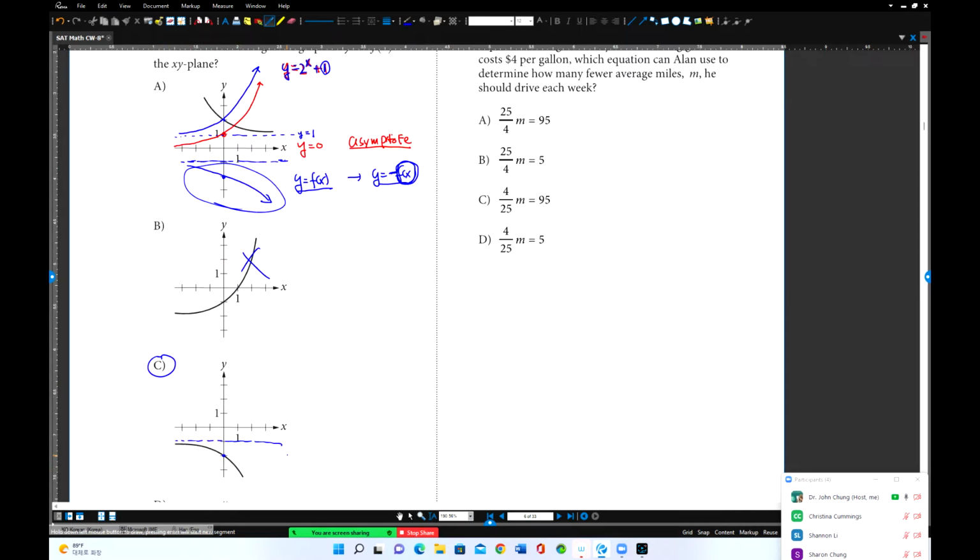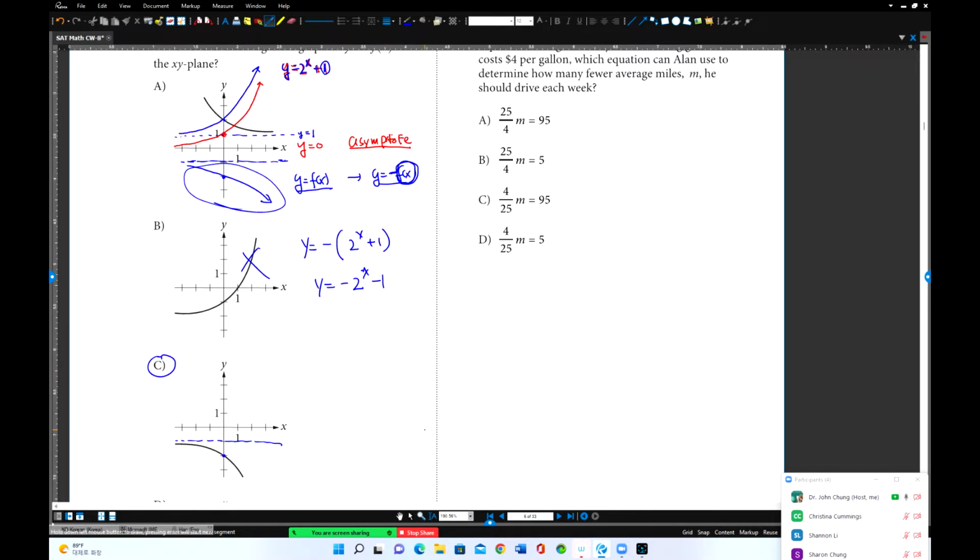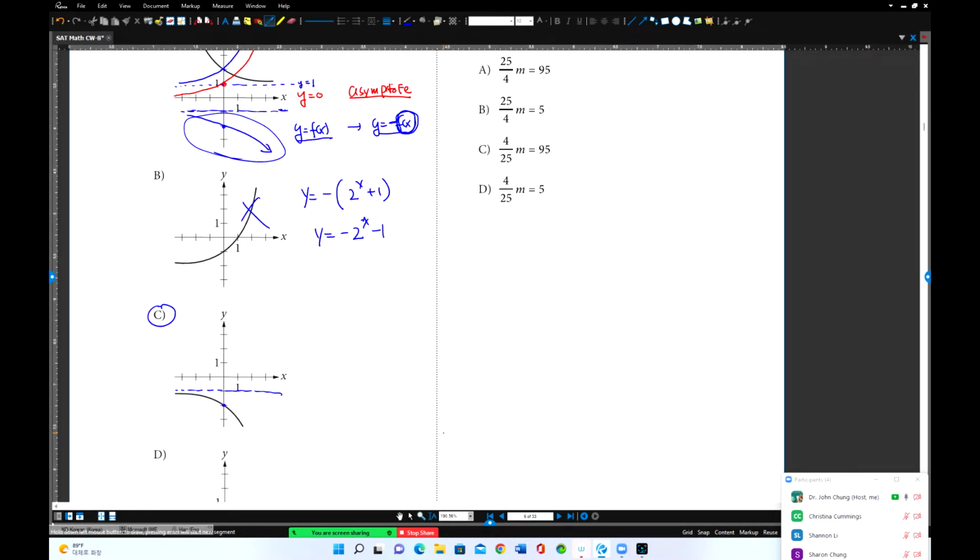Or you can plug in some numbers. When you put this number in there, okay? So f of x equals what? I'm gonna write down y equals minus f of x, which is 2 to the x plus 1. So y equals, when you open parentheses, negative 2 to the x minus 1. It's okay. Now you can try putting in x equals 0. What about y? Minus 2 to the 0 minus 1. Minus 2 to the 0, that is 1, minus another 1, minus 2.